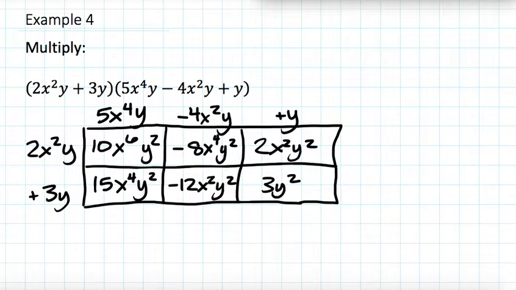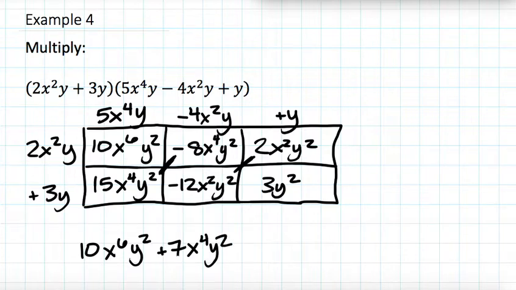Now, what I'm going to do is add everything in the boxes together. And if there are like terms, I'm going to want to combine them. A lot of times, like terms will appear along diagonals. Not always, but a lot of the time. So if I look at this, I see that these terms both have x to the 4th y squared, and I see that these two terms both have x squared y squared, so they can be combined. So 10x to the 6th y squared doesn't have anything to combine with. 15 plus negative 8 is going to be plus 7x to the 4th y squared. Negative 12 plus 2 is going to be negative 10x squared y squared, and then I have plus 3y squared.